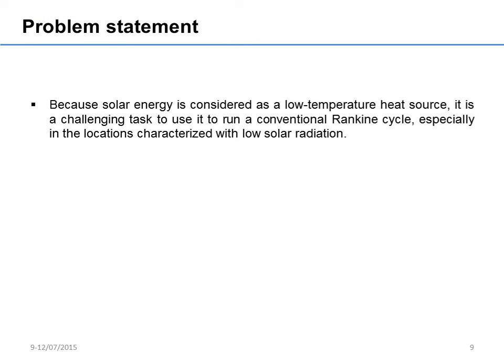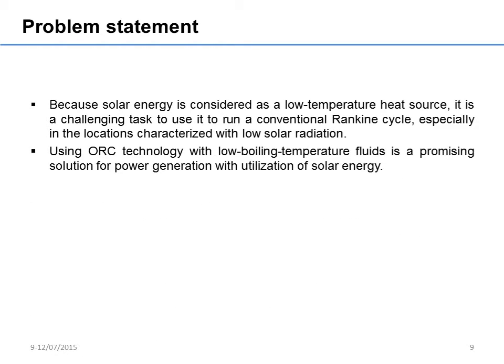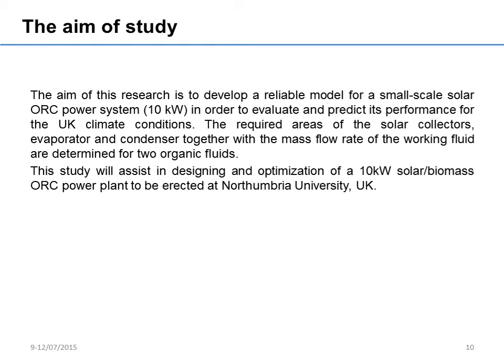Problem statement. Because solar energy is considered a low temperature heat source, it is a challenging task to use it to run a conventional Rankine cycle with high temperature, especially in locations characterized by low solar radiation. So using organic Rankine cycle technology with low boiling temperature fluids is a promising solution for power generation with utilization of solar energy.